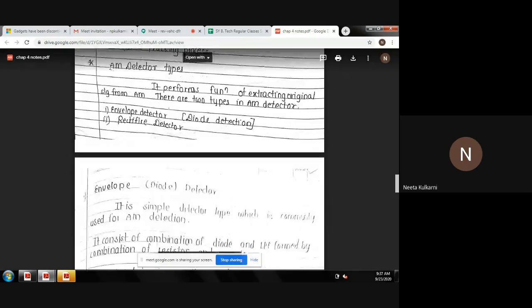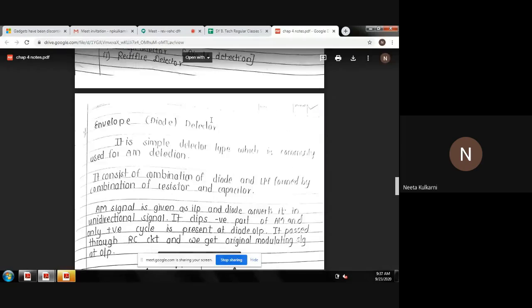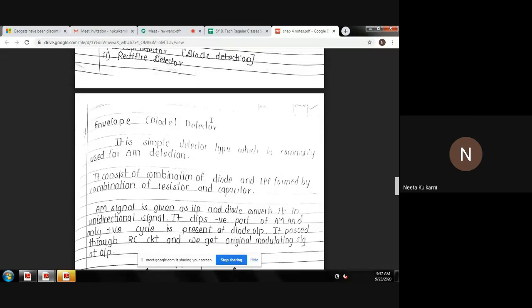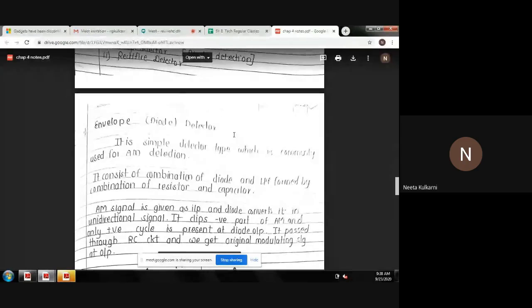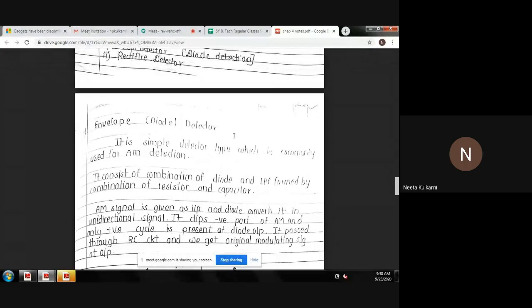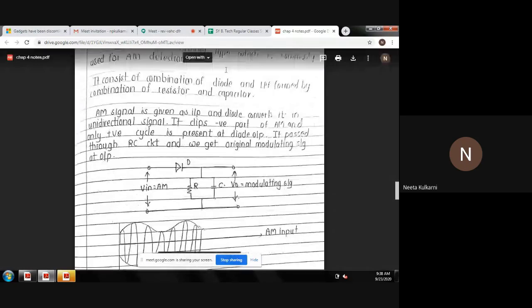Then next we have to study AM detector types. So there are 2 types in the AM detector. What are the 2 types in the AM detector? Envelope detector and rectifier detector. So out of that we have completed yesterday the envelope detector. So what is the working principle of envelope detector? Once again I will quickly revise.